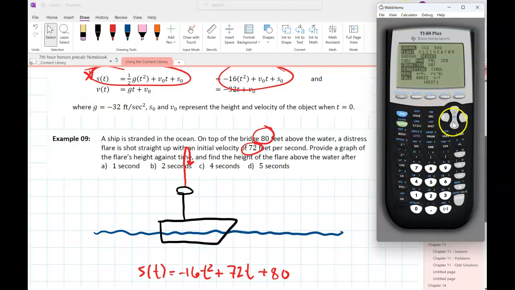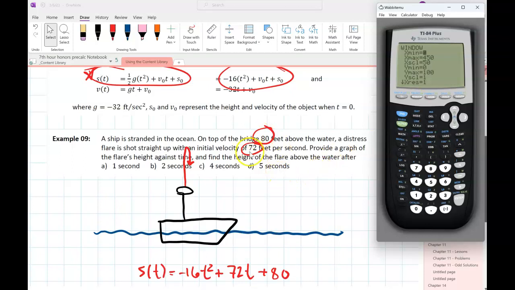So I'll go ahead and just turn my calculator back to function mode. Do negative 16x squared plus 72x plus 80. We'll have to change our window now.